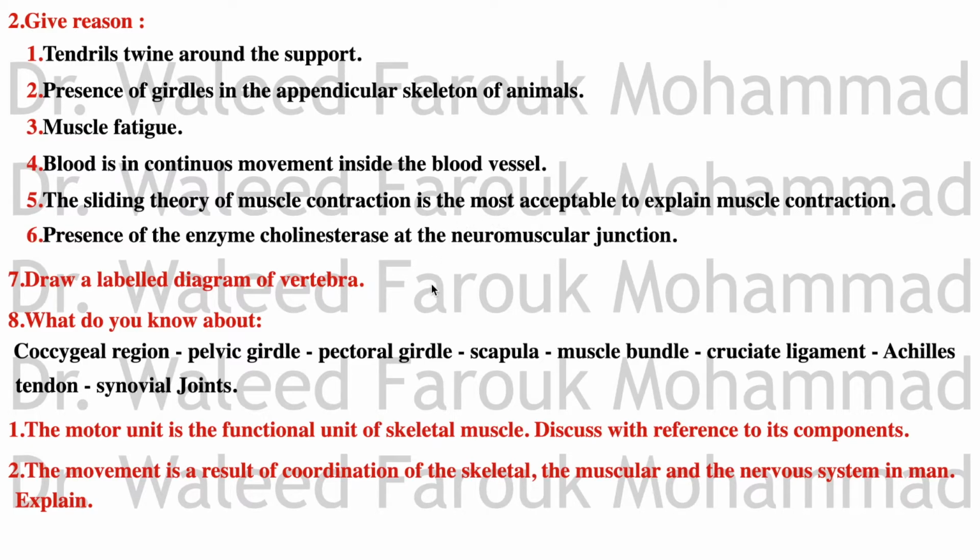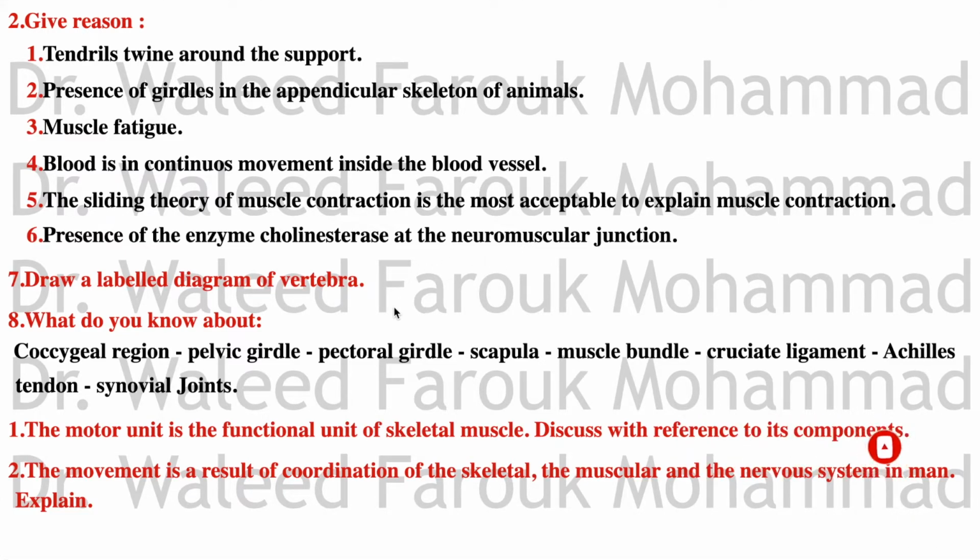Okay, why is the presence of the enzyme cholinesterase at the neuromuscular junction? Well, to destroy the acetylcholine into choline and acetic acid, and to prepare the muscle to receive another impulse. It cannot be contracting forever. Okay? You should learn how to draw a vertebra. It's very simple, by the way. The body at the front and two transverse processes and a spine with the neural canal in the middle. It's very easy to draw.